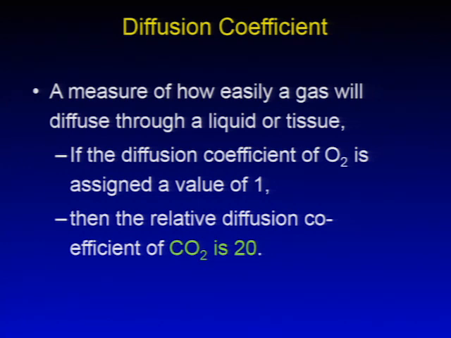The diffusion coefficient is a measure of how easily a gas will diffuse through a liquid or tissue. For example, if the diffusion coefficient of oxygen is assigned a value of 1, then carbon dioxide has a higher diffusion coefficient, which is 20 times more than oxygen. Therefore, the number is assigned as 20.